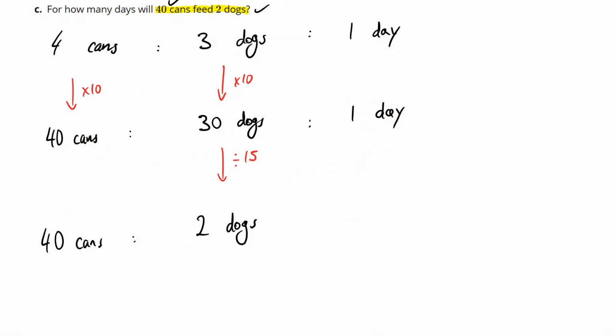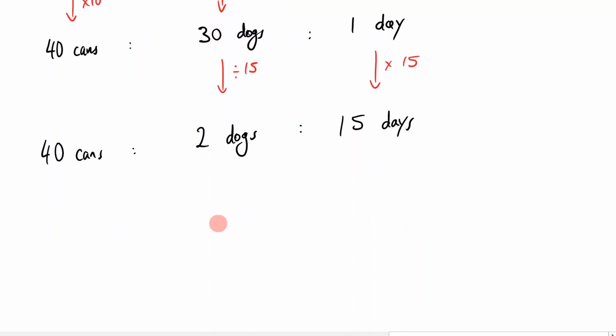And this is where we have to do some thinking. If I have less dogs but the same amount of dog food, I can obviously feed them for a longer period of time. So I'm not going to divide this one by 15. I'm going to do the inverse thing. I'm going to times it by 15. Because if I have the same amount of dog food but less dogs, I can feed them for more days. So this is where that thinking really comes into play. So this one is going to be 15 days. And that's my answer, 15 days.